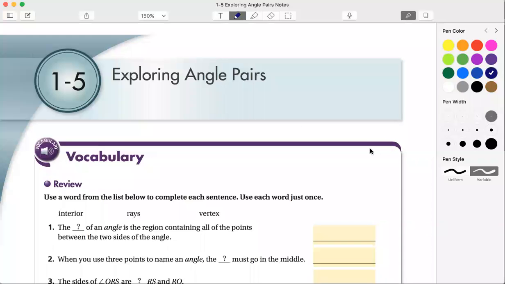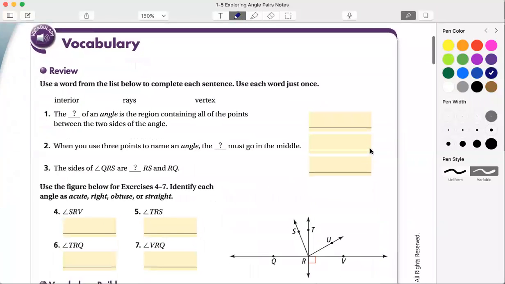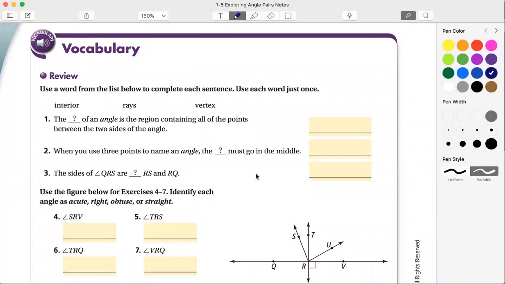All right, this is section 1.5, exploring angle pairs. So let's start with a quick vocabulary check or review. Let's use a word from the list below to complete each sentence. Use each word just once. So we have interior, rays, and vertex.